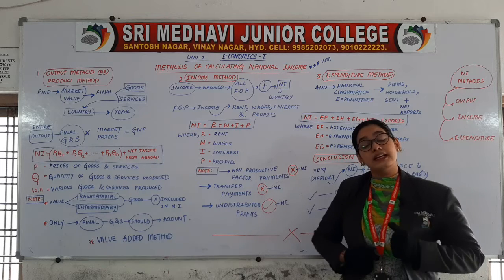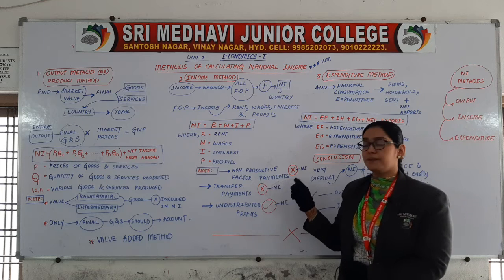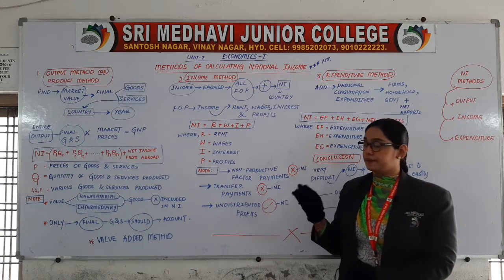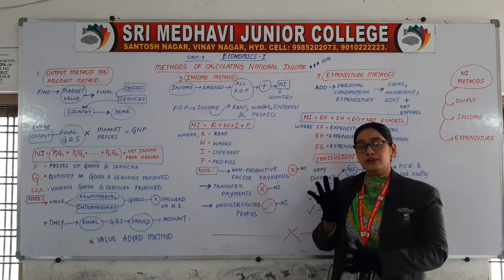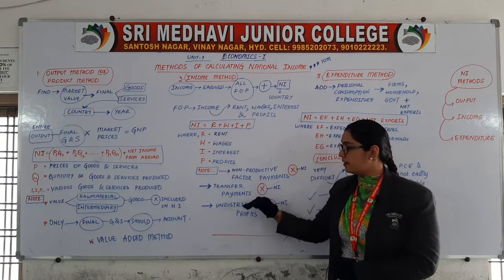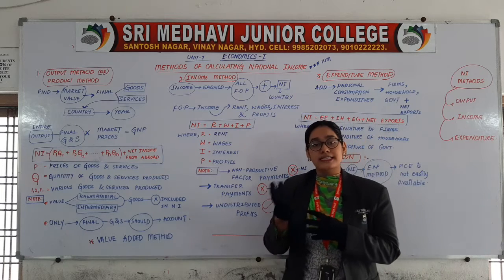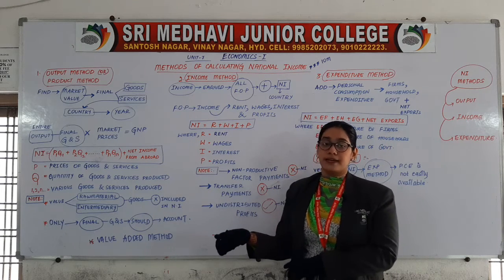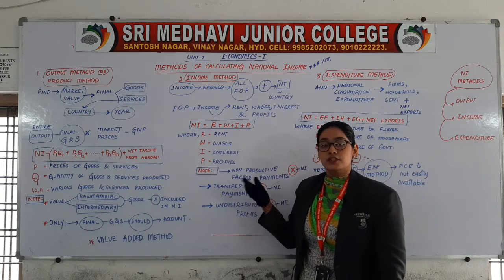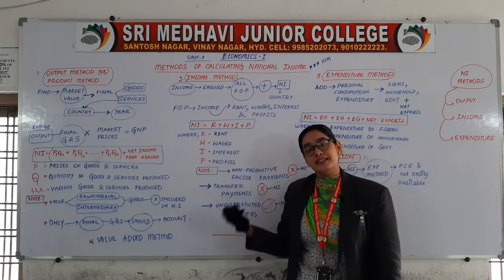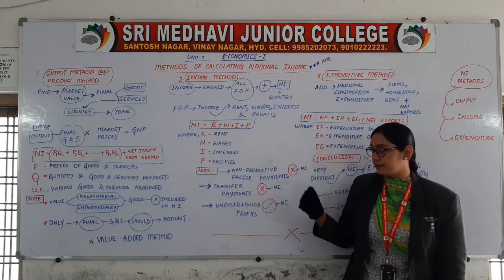Non-productive payments, which are not included in the production process, should not be included here. Then transfer payments also should not be included. Now let us know the meaning of transfer payments. For example, pensions or any subsidies given to farmers by the government. Okay, so these are called transfer payments. So pensions, transfer payments, subsidies should not be included in national income.